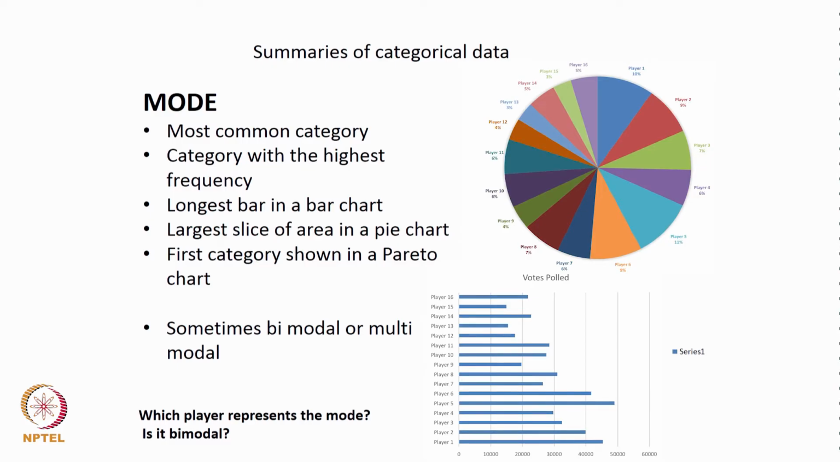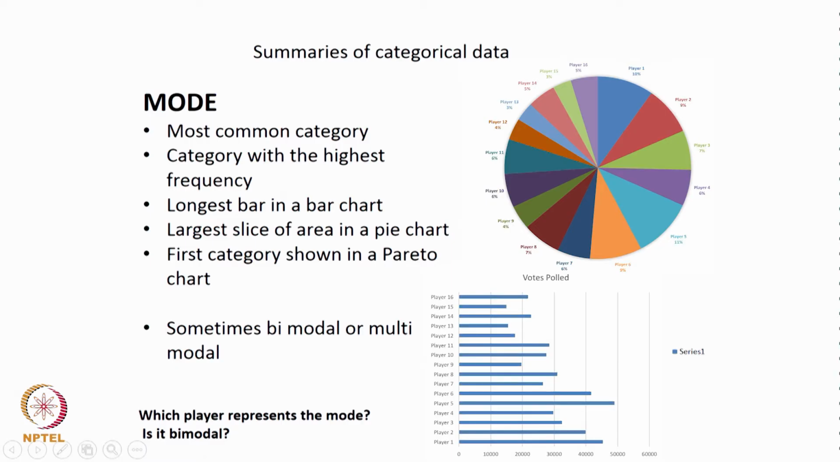And if we represent the data in the form of a Pareto chart as shown here, then it is the first category that is shown in the Pareto chart. So, mode is the most common way of representing categorical data, and it is the category with the highest frequency. It is very easy to identify the mode in the categorical data. So, in this case, which player represents the mode? The player corresponding to this bar represents the mode.